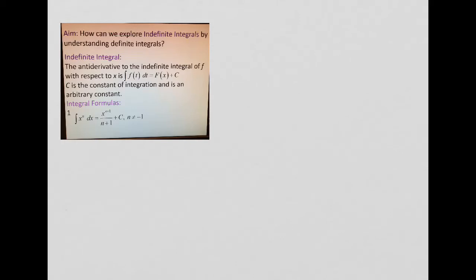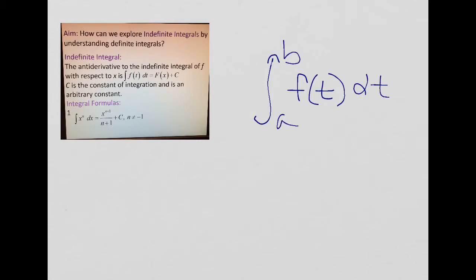Okay, so today we're going over the indefinite integral. We saw a definite integral, and it's the integral of f of t dt from a to b, this meaning that it's a definite integral. So an indefinite integral does not have the upper and lower limits of integration. As you can see, there's none there.